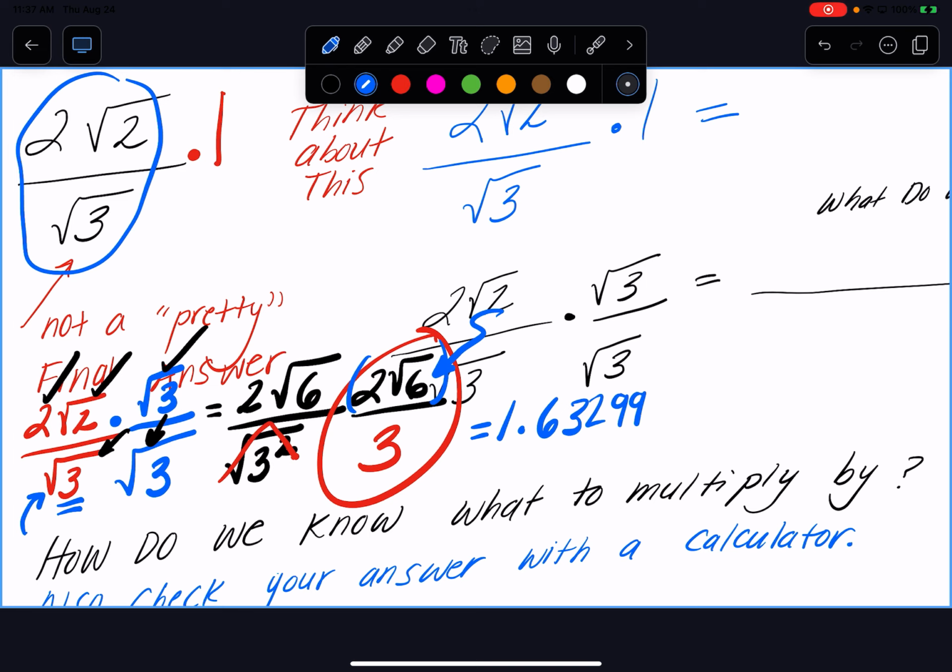All right. So everybody go. Type that into your calculator. Do you also get 1.63299? You don't have to do the parentheses. Okay, cool. Yes.